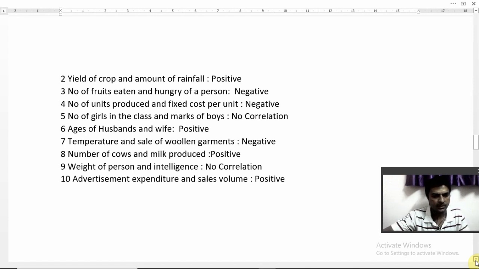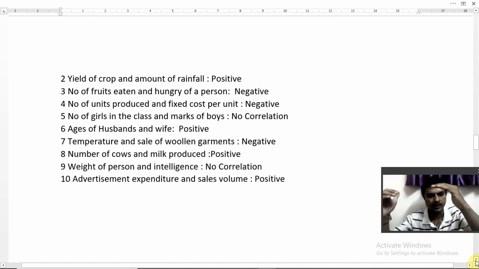Number of girls in the class and marks of boys: no correlation. How many girls there are does not decide the marks you get, and how many boys there are does not decide the marks you get. So there is no correlation. Age of husband and wife: yes, positive. If the age of the husband increases, automatically the age of the wife increases. They never decrease.